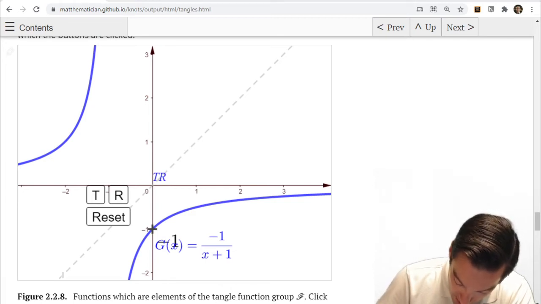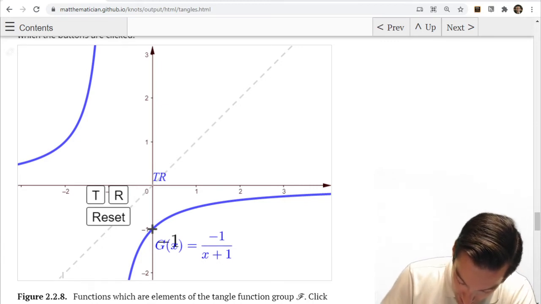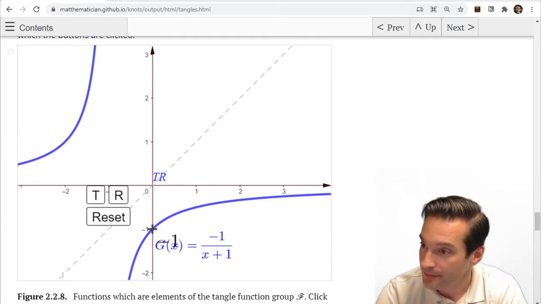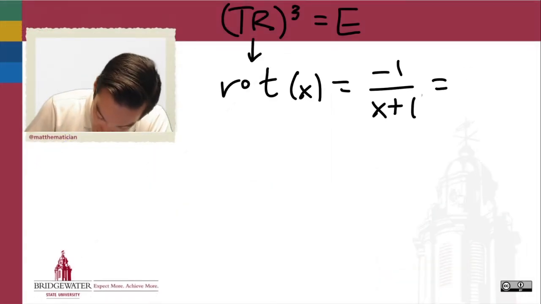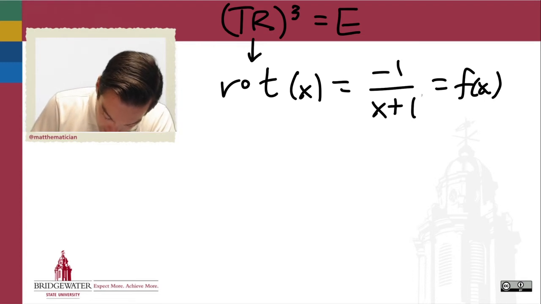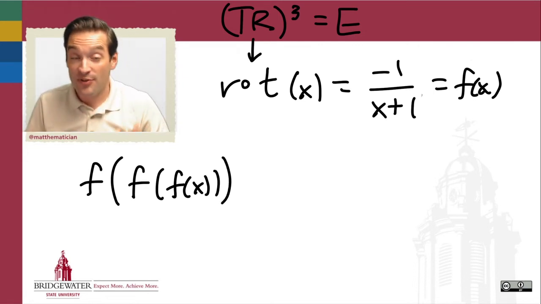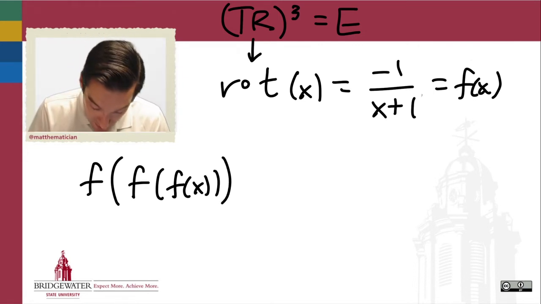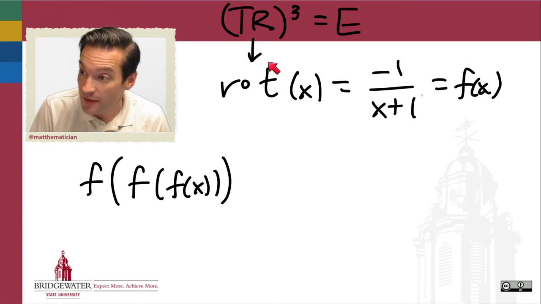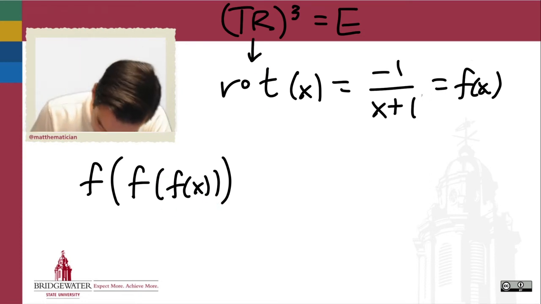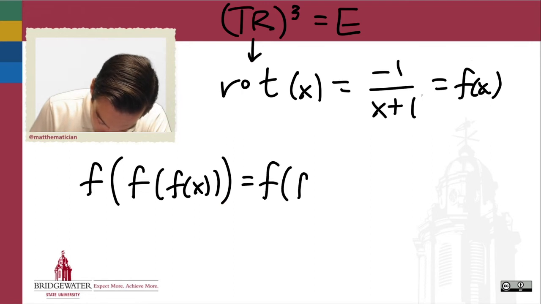So now my question is, how do I know that this thing done 3 times is going to give me the identity back? Let's check on that. So I'm going to call this function f of x. And so my question is, what is f of x? This is a threefold composition of this function with itself, because composition of functions is the operation that we're relating our rational tangle operation to. All right, so this is going to be f of minus 1 over x plus 1.